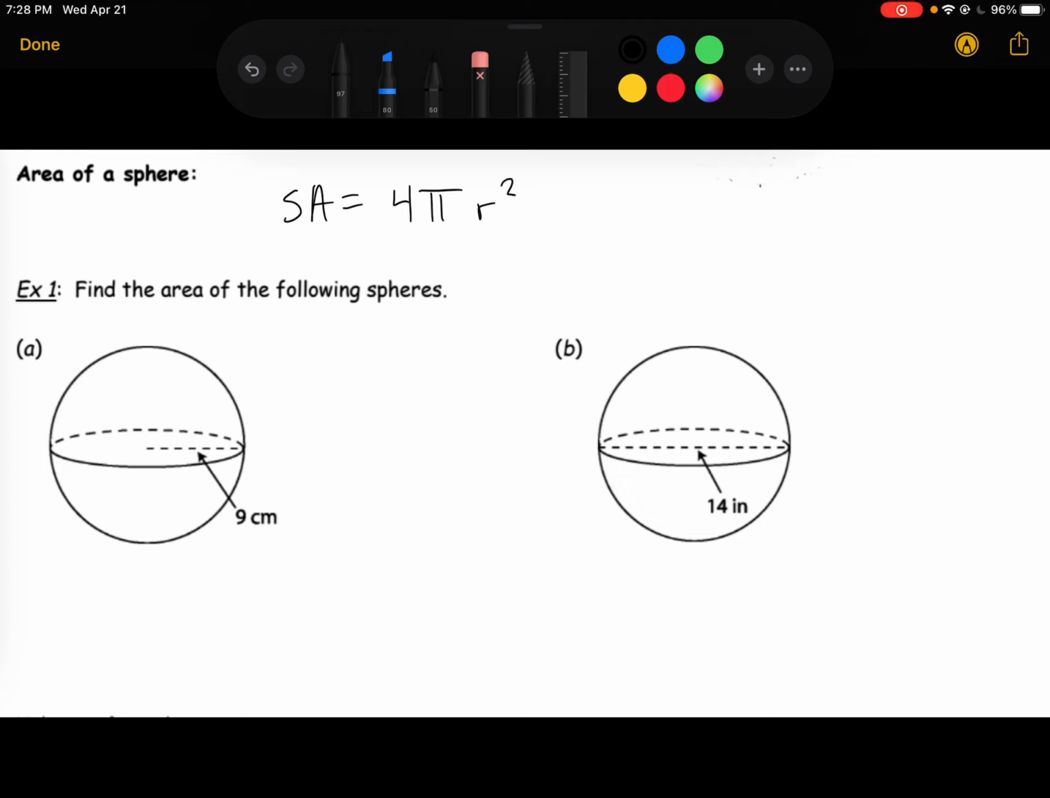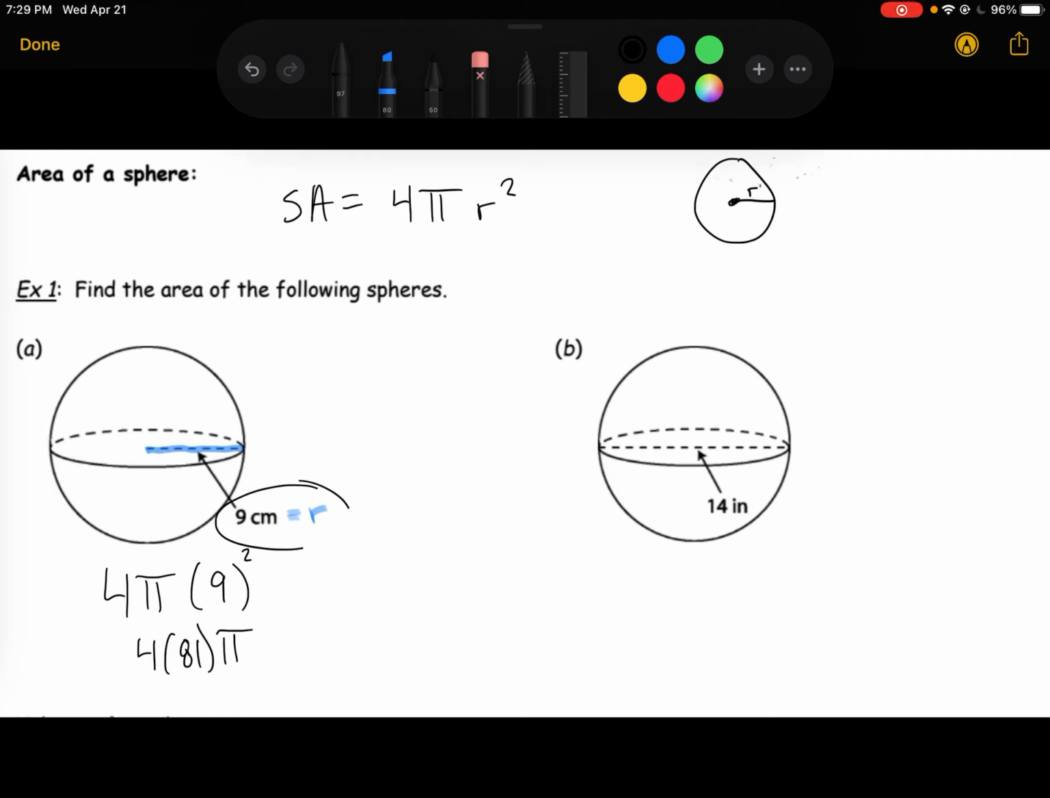So first thing, area of a sphere. Formula for this. Our entire surface area is calculated as 4 times pi times the radius squared. So just a quick reminder, our radius is from the center to an edge. So not all the way across, but just halfway across here. So we'll do two examples. Starting here and going across, this is in fact a radius.